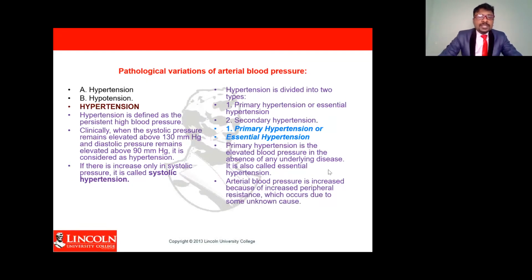So what are the pathological variations of the blood pressure? Pathological variations are what we just discussed. What is the normal blood pressure?